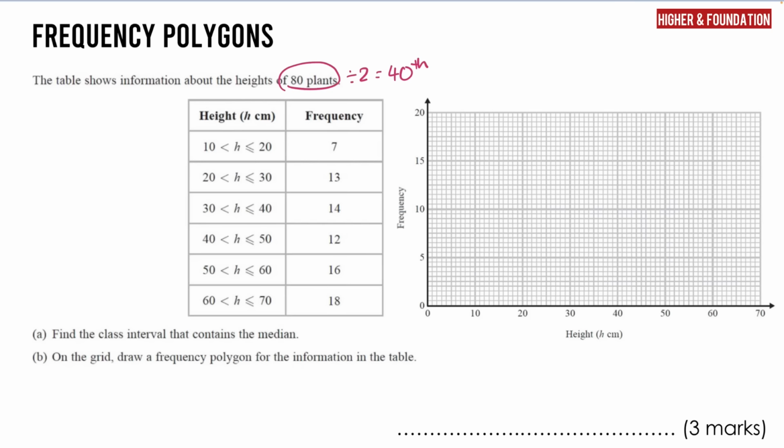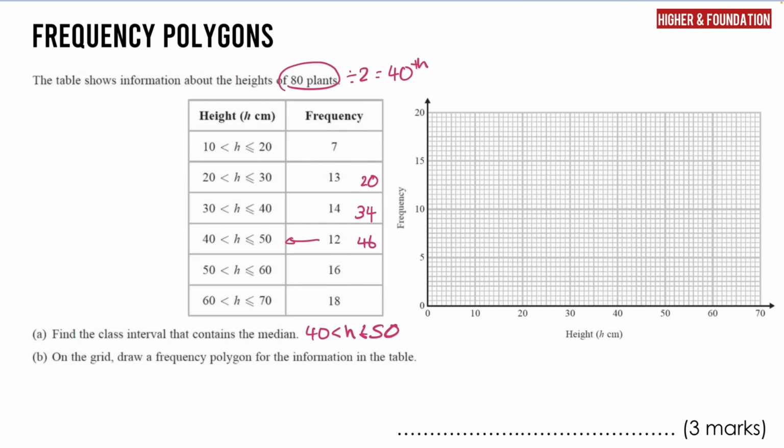So 7 add 13 gets us a total of 20. Add the 14 gets us to 34. And then we go past 40 on this next one, we get 46. So as we've gone past 40, our median is in this category just here. So we just write down that category between 40 and 50.